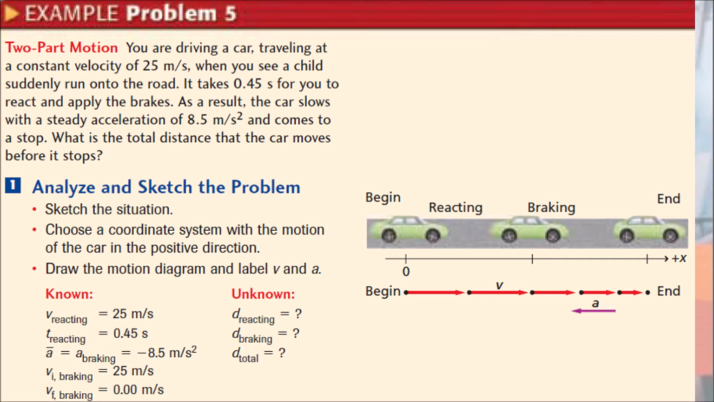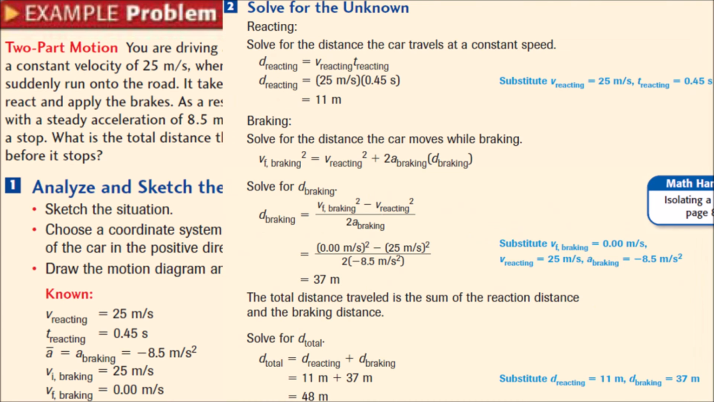So what I'm going to do first, I'm going to figure out how long did it take for me to react? How far did I go before I was able to start hitting the brakes? So I take my speed of 25 meters per second and I multiply by my reaction time of 0.45 seconds. That gives me 11 meters. So the car traveled 11 meters in the time it took me to hit the brakes.